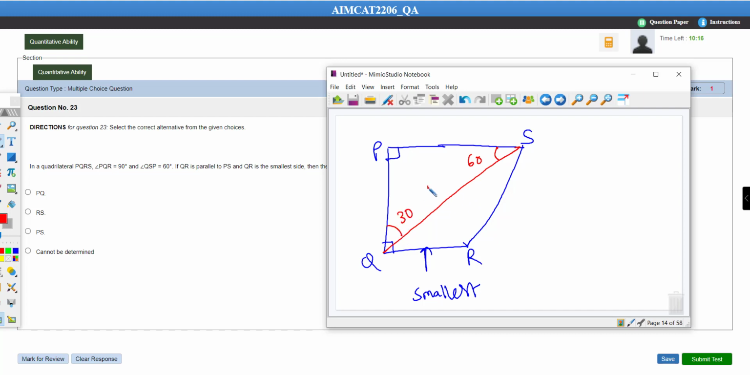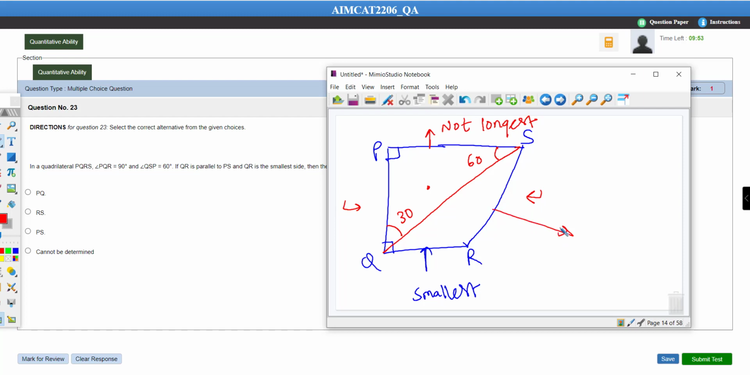In this triangle, the side opposite to 30 degrees is going to be smaller than the side opposite to 60 degrees. So this side is not the longest. PS cannot be the longest. If you look at the diagram, PQ and SR, out of these two, PQ cannot be the longest. SR is going to be the longest because of that inclination.